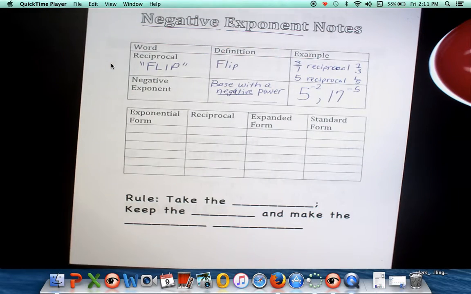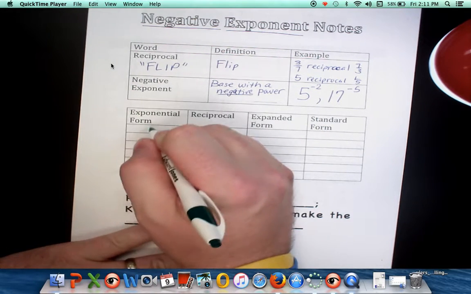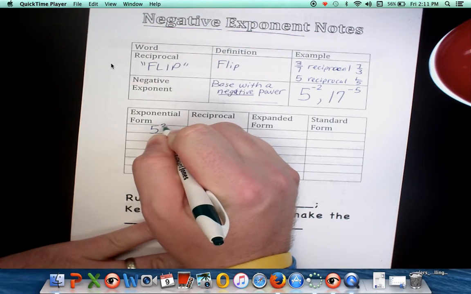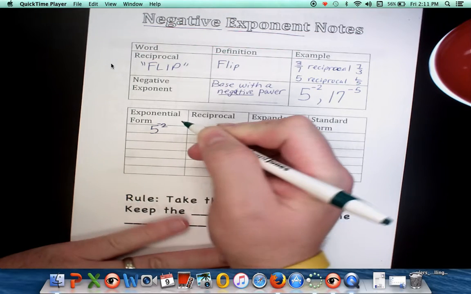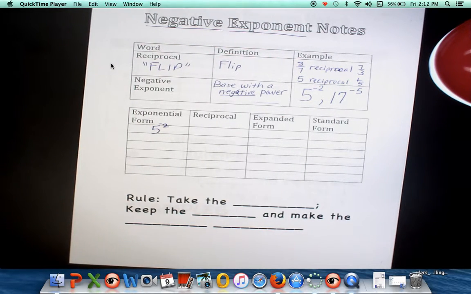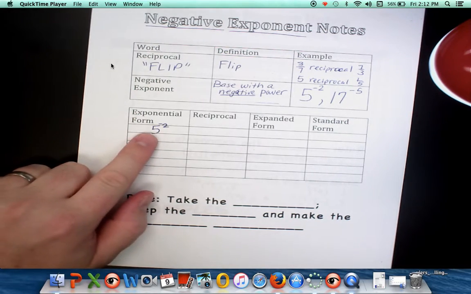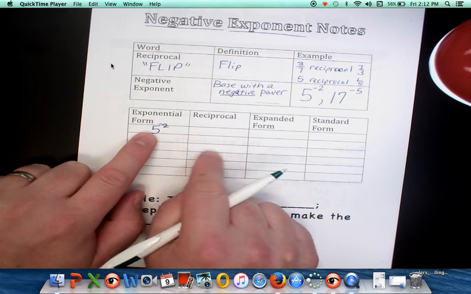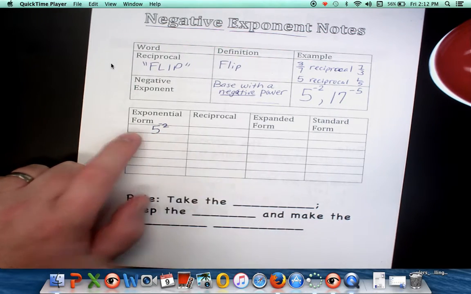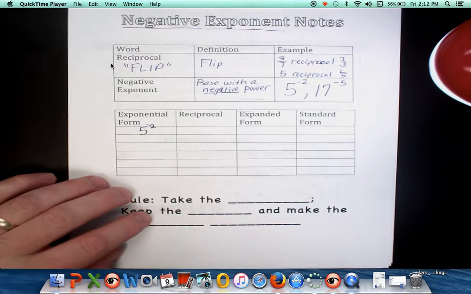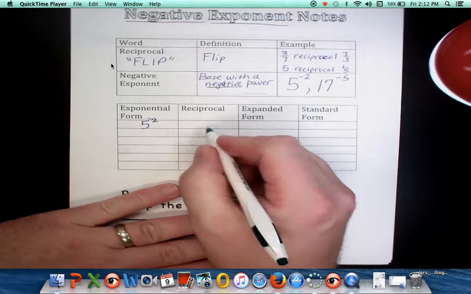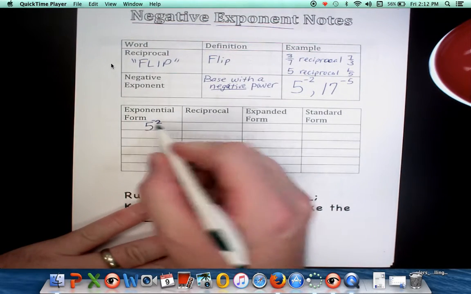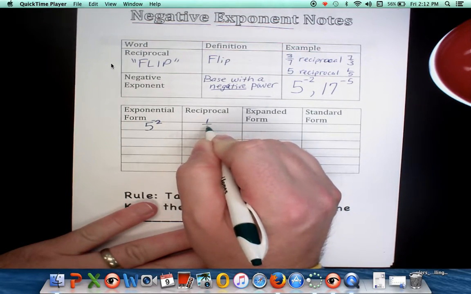So let's start with the first one. We'll put it in an exponential form, which is 5 to the second power. And we're going to make it negative. 5 to the negative 2 power. Okay? Since it's negative, I have to flip it over because I want it to be positive. I can't deal with negative exponents. Negative exponents are bad for me. So what I'm going to do is flip him over. So I take the reciprocal of the 5. So when I take the reciprocal of the 5, I get 1 over 5.